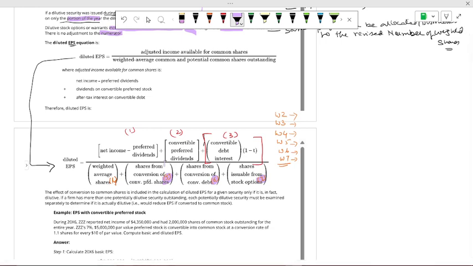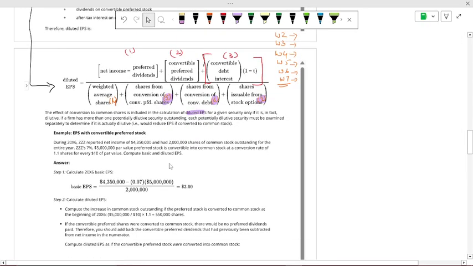Fine. The effect of conversion to common shareholders is included in the calculation of diluted EPS for a given security. That's what they say. Okay, is it clear for you?